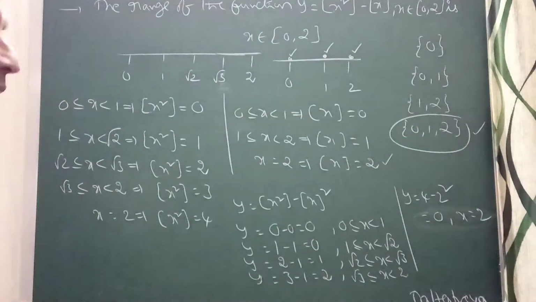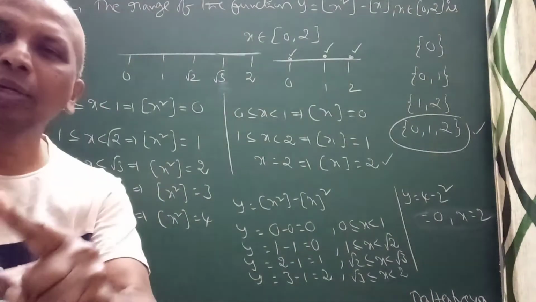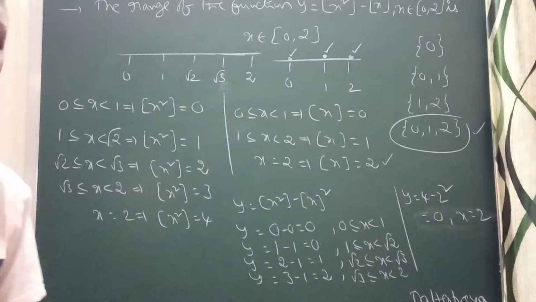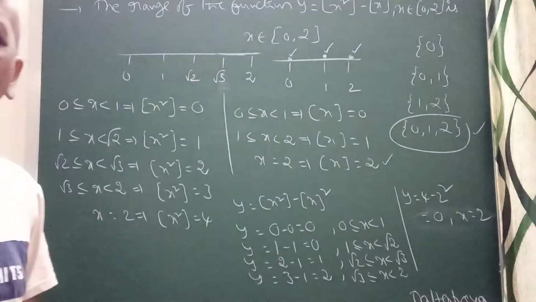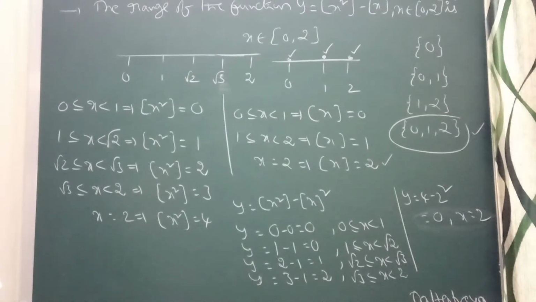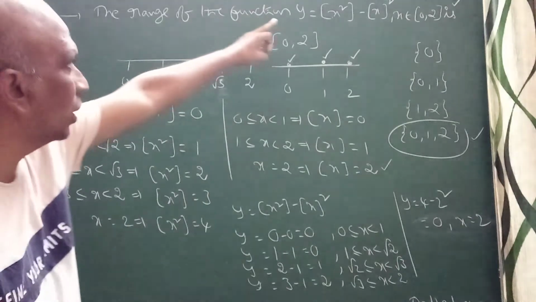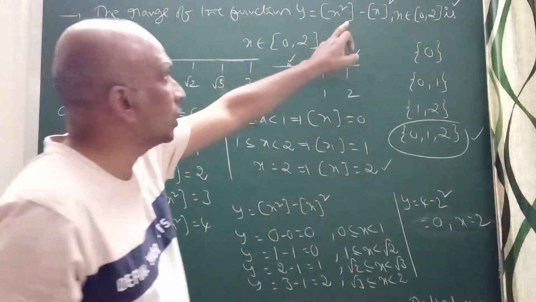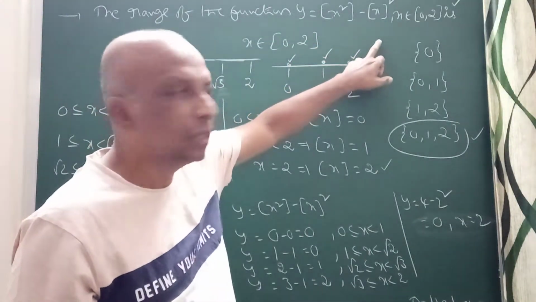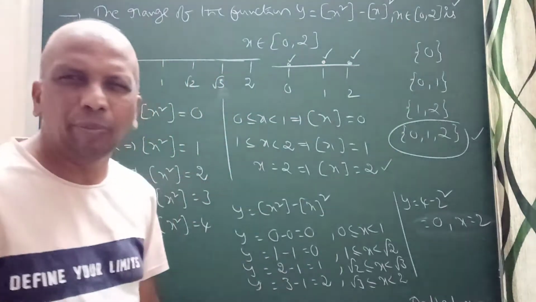To understand I have given all this, but when you are doing it directly from the entrance exam point of view, this is enough to take. Correct, that will be enough to take. So I have given this to understand the concept of the range of the function y equal to [x] square minus ([x]) whole square, x belongs to [0, 2].